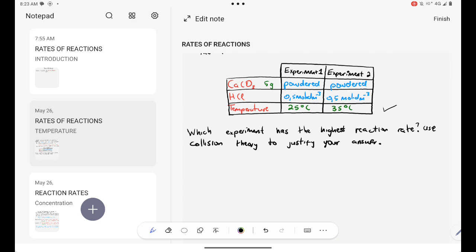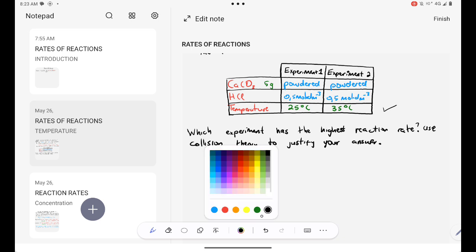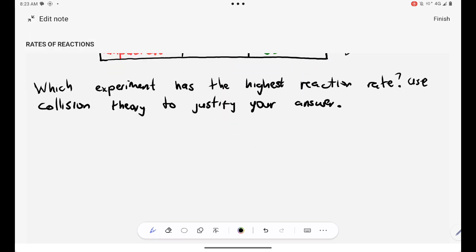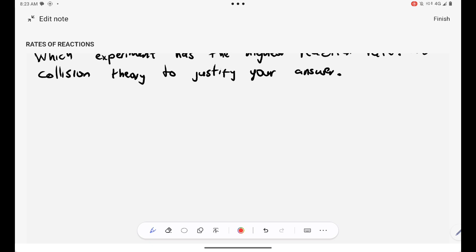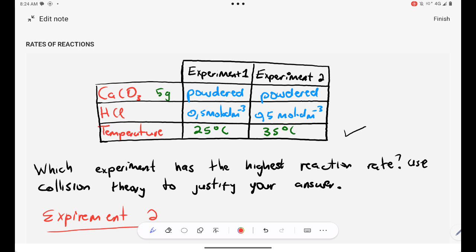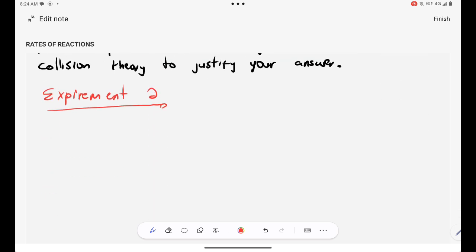Which experiment has the highest reaction rate? Use collision theory to justify your answer. The one that has the highest reaction rate is the one that occurs at a higher temperature. Are you together? So my answer will simply be experiment 2. Experiment 2 will have the higher reaction rate. Why? Because experiment 2 occurs at a higher temperature compared to experiment 1. And why do I say so? I'm supposed to use collision theory now to justify my answer.